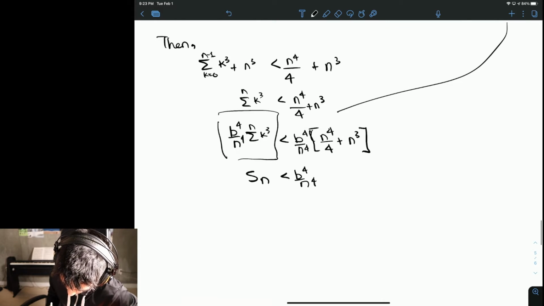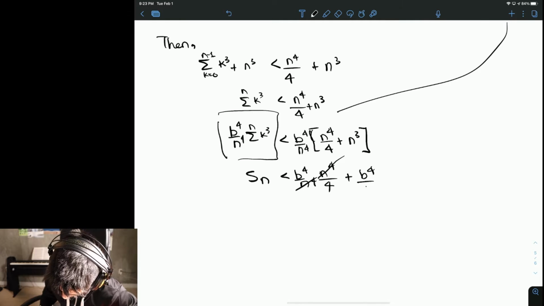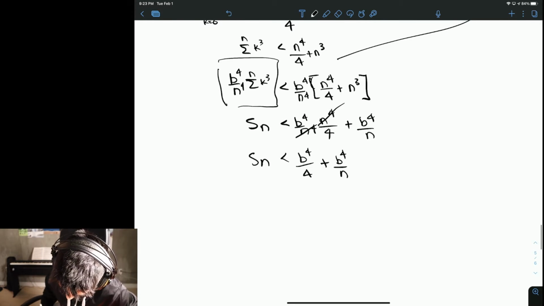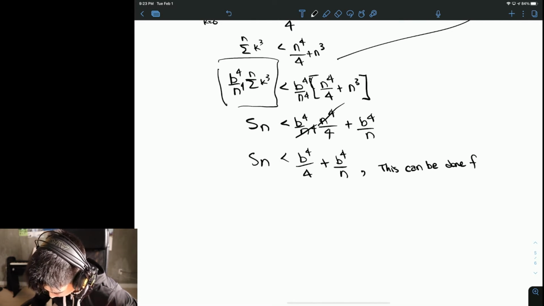Anyway, so now we know that the left hand is the upper bound and the right hand will just simplify it to something a little more readable. This crosses out, plus b4 over n, right? And then it's just b4 over 4 plus b4 to the power 4 over n, which is smaller than Sn. This can be done for the lower bound as well.